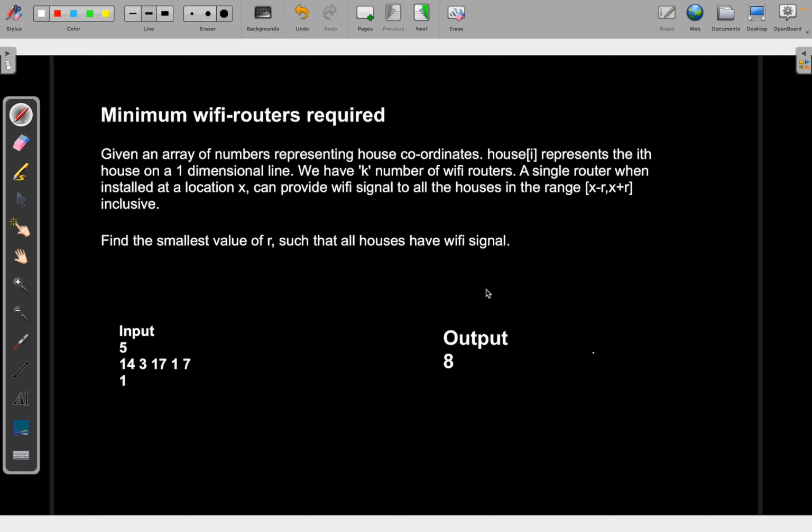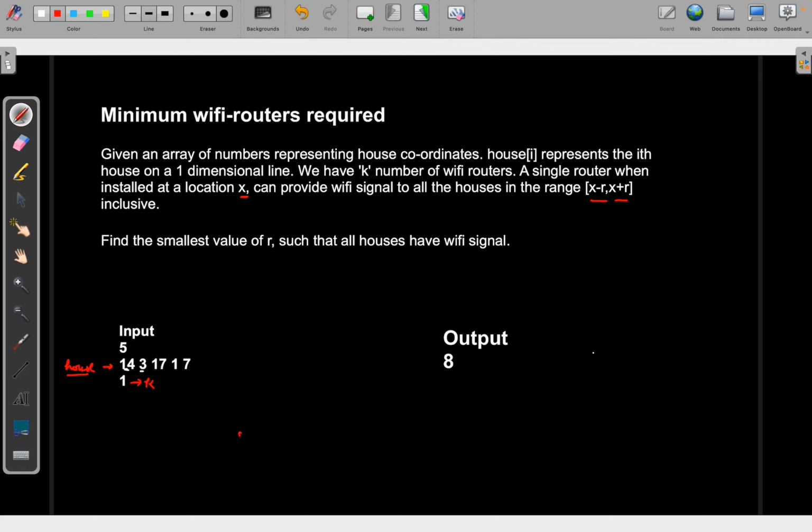Given an array of numbers representing house coordinates, so these are basically our house coordinates. House i represents the ith house on a one dimensional line. We have k number of Wi-Fi routers, so this is my k, and this is the house array. A single router when installed at a location X can provide Wi-Fi signal to all the houses in the range X minus R to X plus R inclusive.